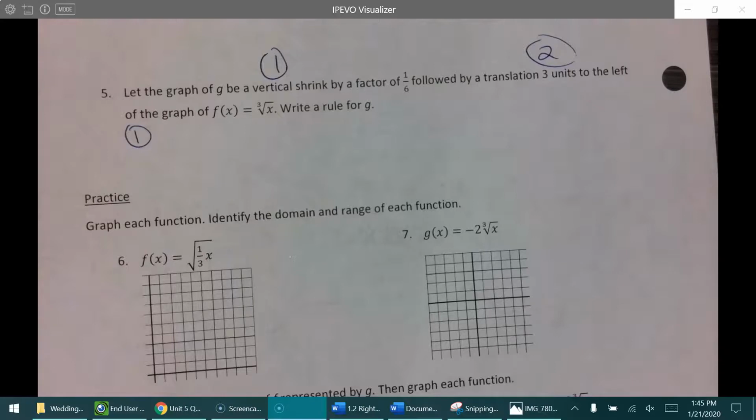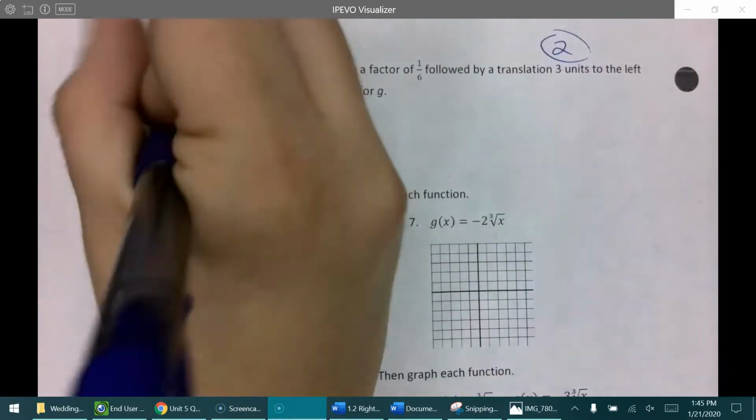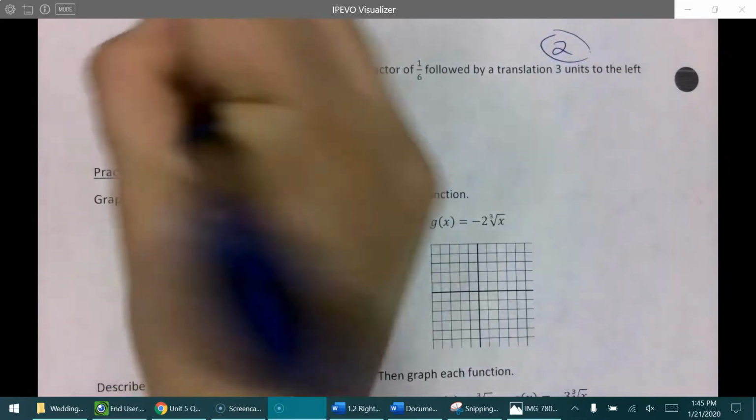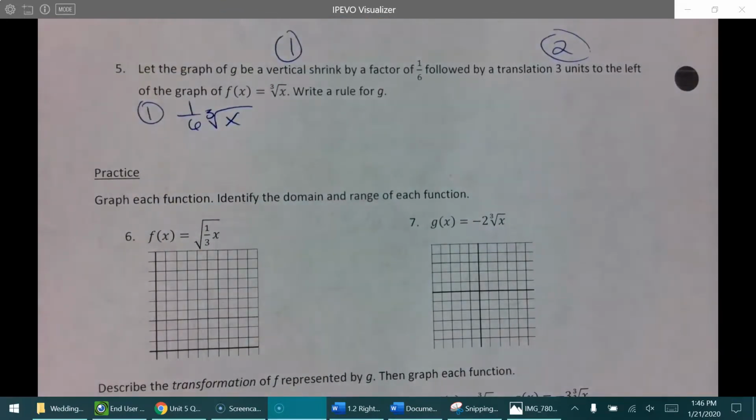No, I'm just writing the new equation. The fraction goes outside. So I just multiply them. This is like what we were doing at the beginning of the year.